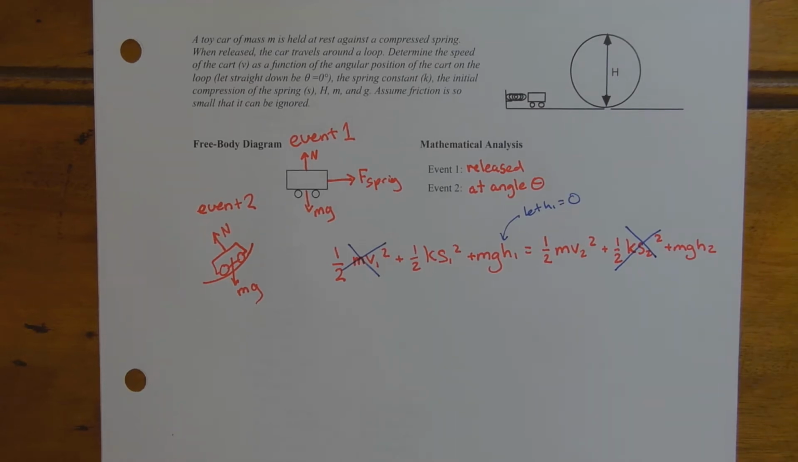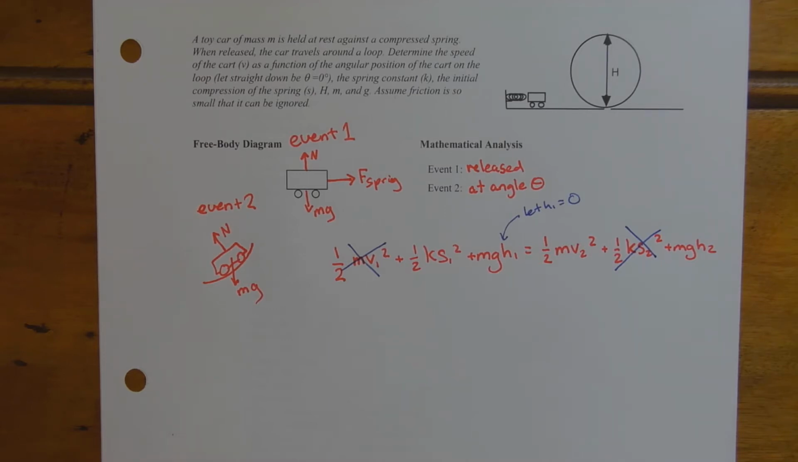A toy car of mass m is held at rest against a compressed spring. When released, the car travels around a loop. Determine the speed of the cart as a function of the angular position of the cart on the loop. Let straight down be 0 degrees.